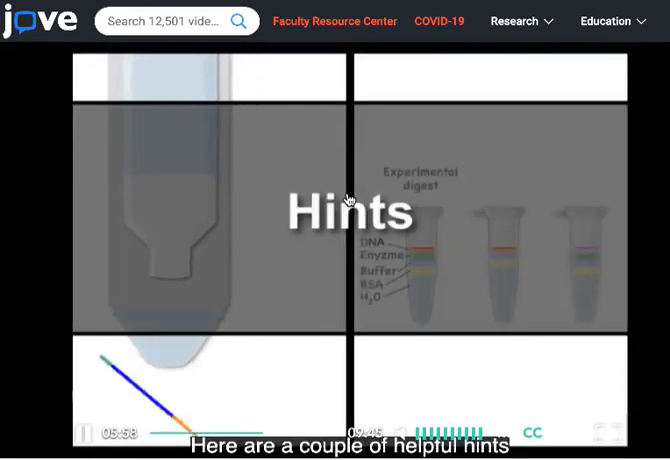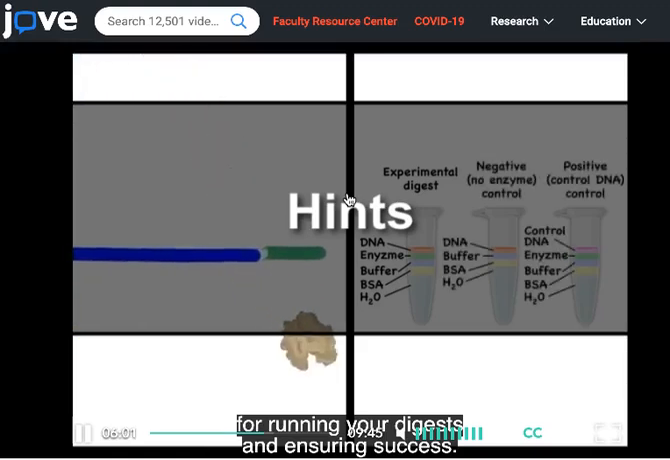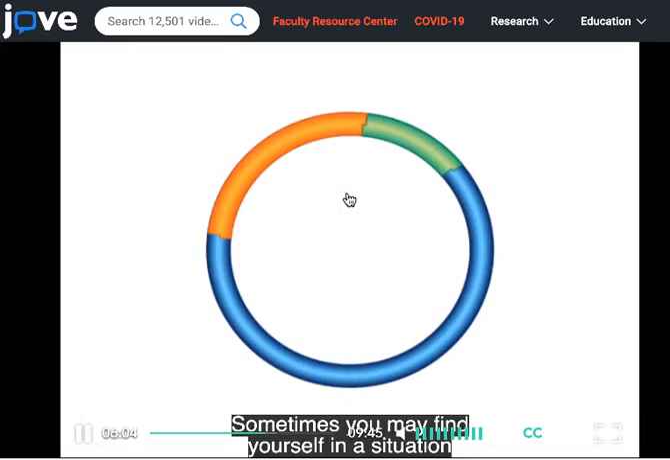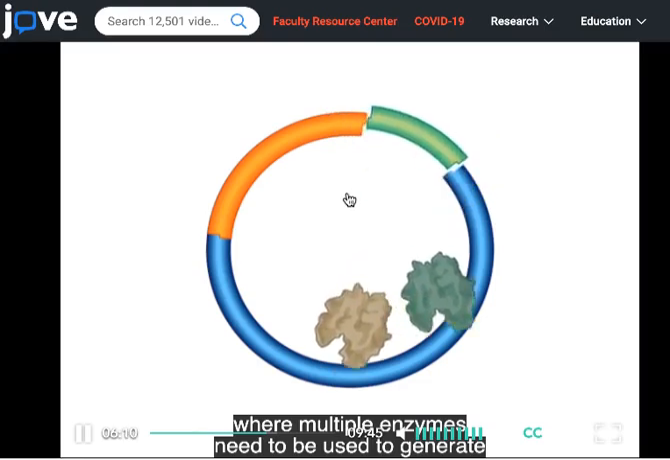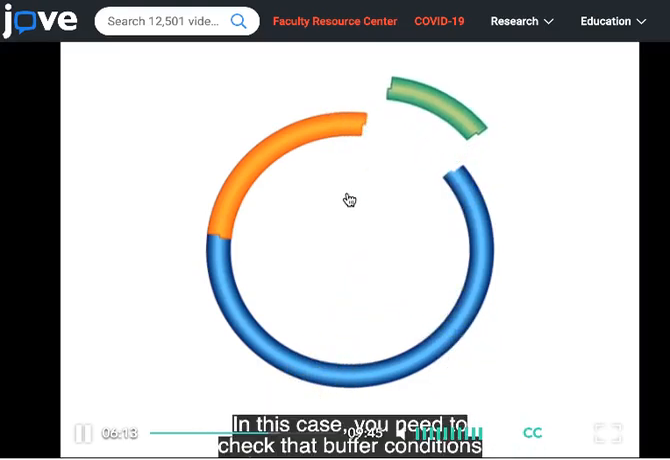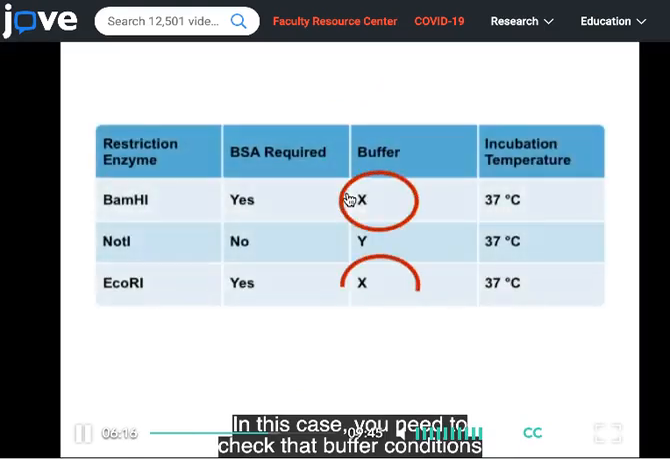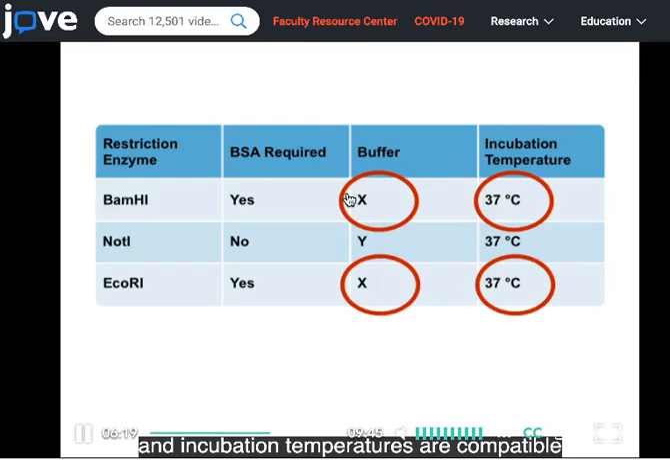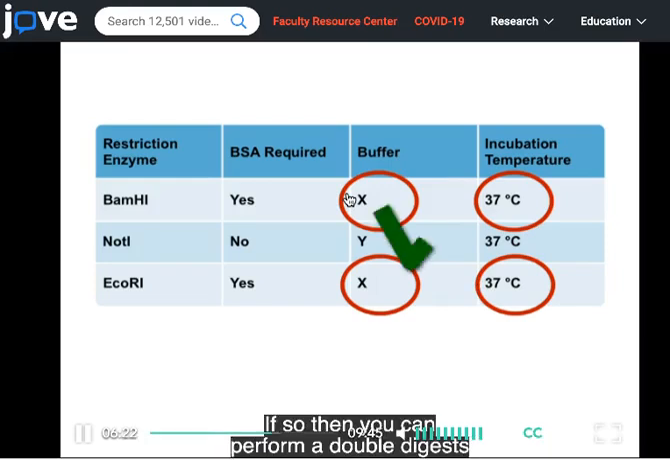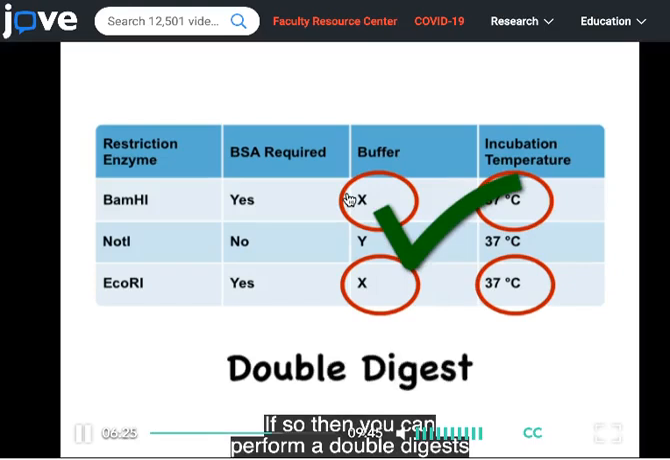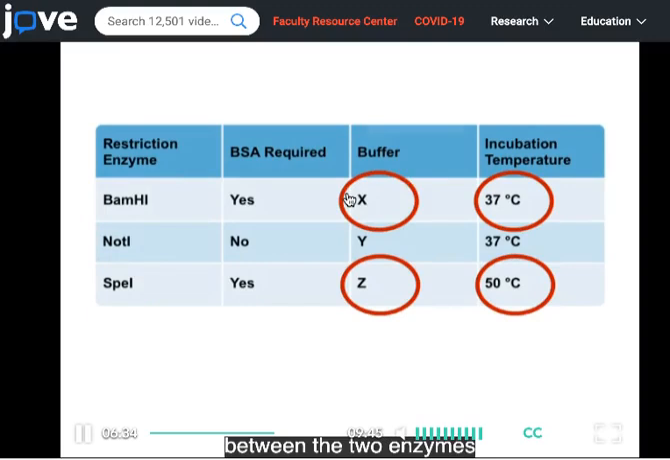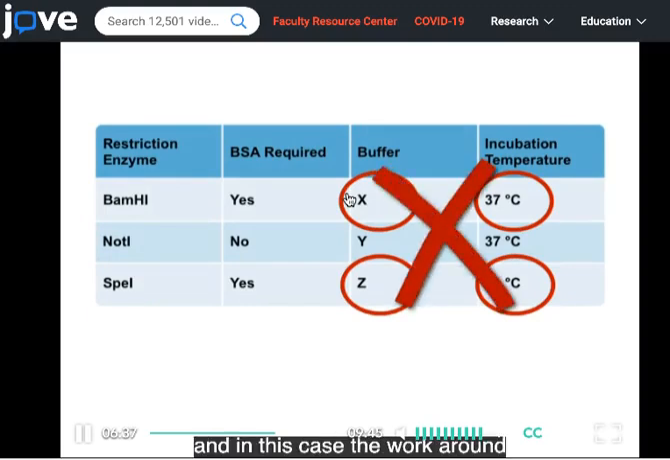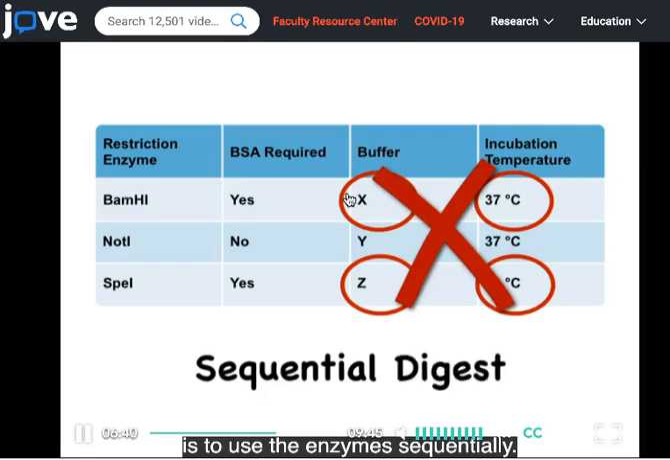Here are a couple of helpful hints for running your digests and ensuring success. Sometimes you may find yourself in a situation where multiple enzymes need to be used to generate a specific DNA fragment. In this case, you need to check that buffer conditions and incubation temperatures are compatible between the two enzymes. If so, then you can perform a double digest and have both enzymes cut in the same reaction. Sometimes, however, you'll find incompatibility in the reaction conditions between the two enzymes, and in this case, the workaround is to use the enzymes sequentially.